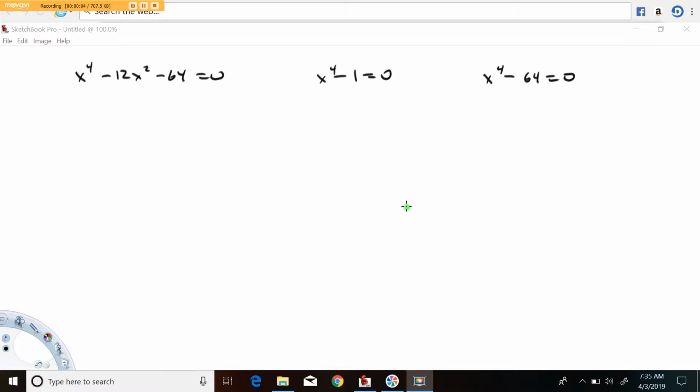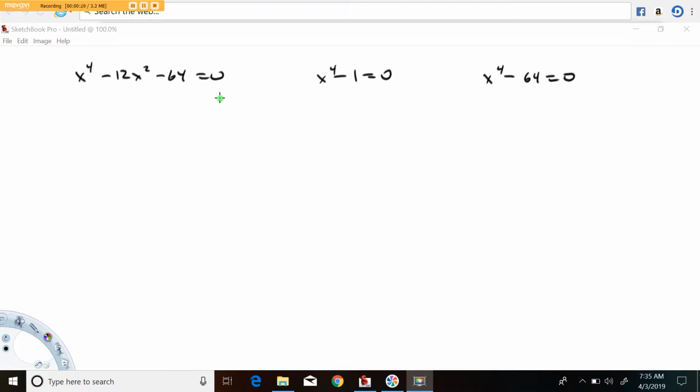I'm making this video to help demonstrate how to solve fourth order equations, or at least what I'll call factorable or simple fourth order equations. So we're going to take a look at these three examples, starting with this one: x to the fourth minus 12x squared minus 64 equals 0.